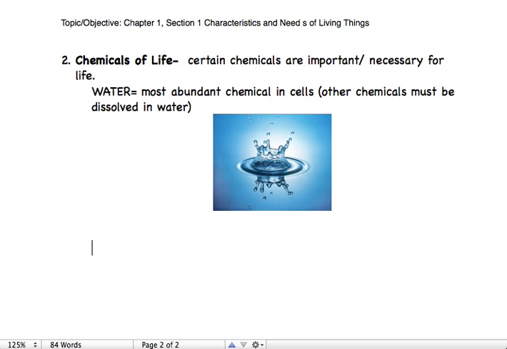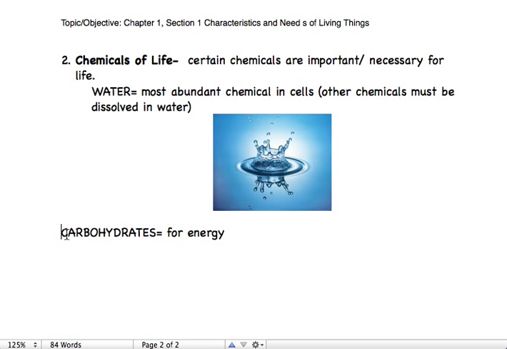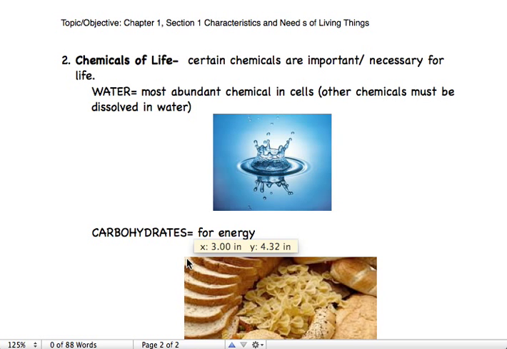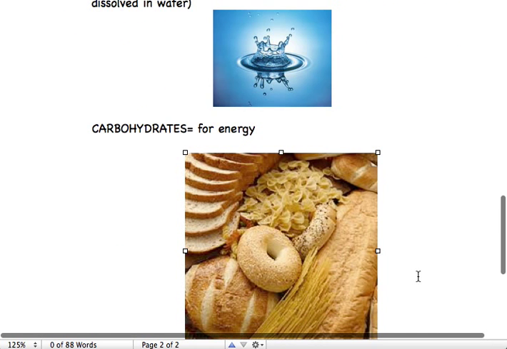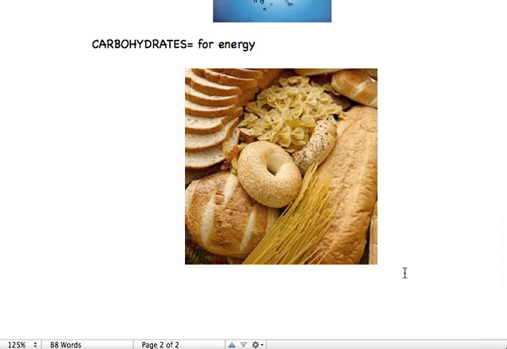The next chemical, we're going to talk about carbohydrates. Now, for a lot of you, when you hear the word carbohydrates, you might think of bread, pasta, things like that. And while those are carbohydrates, those are not the carbohydrates we're really talking about.